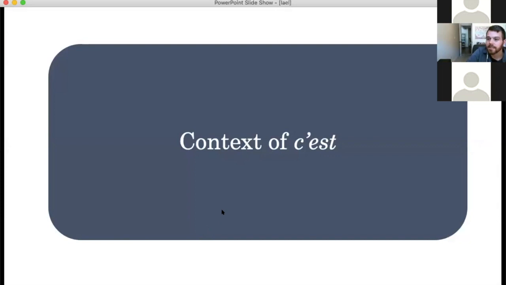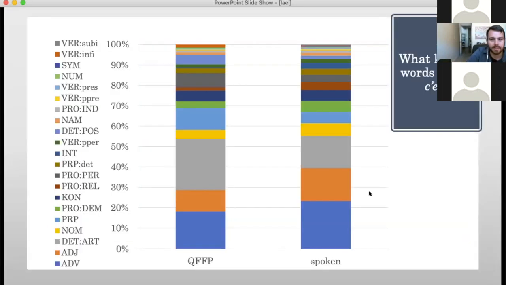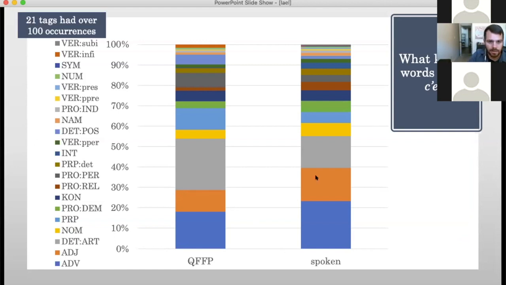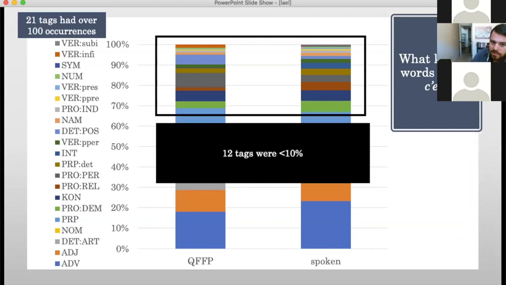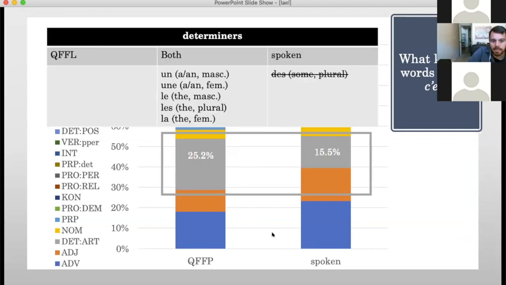And finally, let's look at the context of c'est, it is, or there is. Looking at, once again, our textbook says you almost always follow with a determiner, or you can maybe have an adverb. Once again, we have a ton of diversity of what happens after this. 21 tags had over 100 occurrences. 12 tags were less than 10% of what followed. We see determiners here quite a bit more than we saw with il y a.